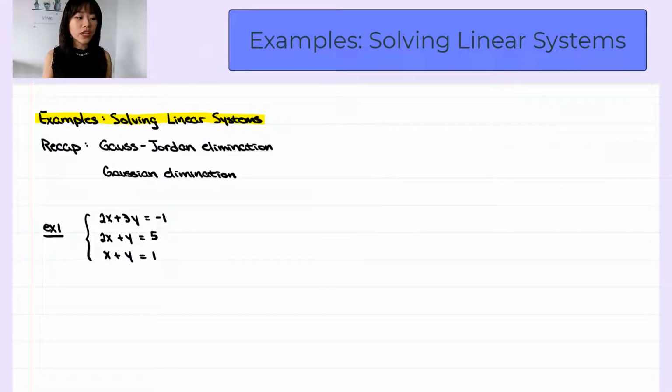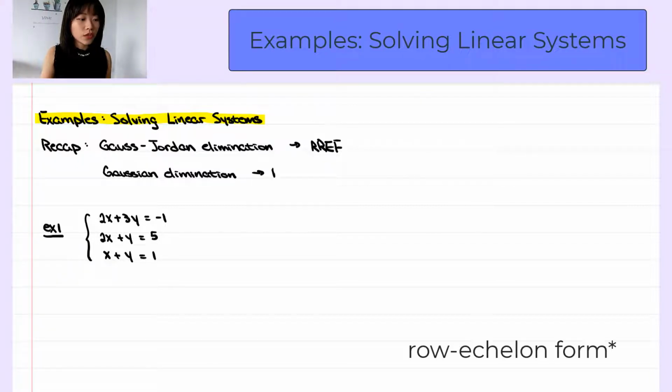We can solve a linear system using 2 types of elimination. For Gauss-Jordan elimination, we want to reduce the matrix to RREF. As for the Gaussian elimination, we want to reduce our augmented matrix into row echelon form.